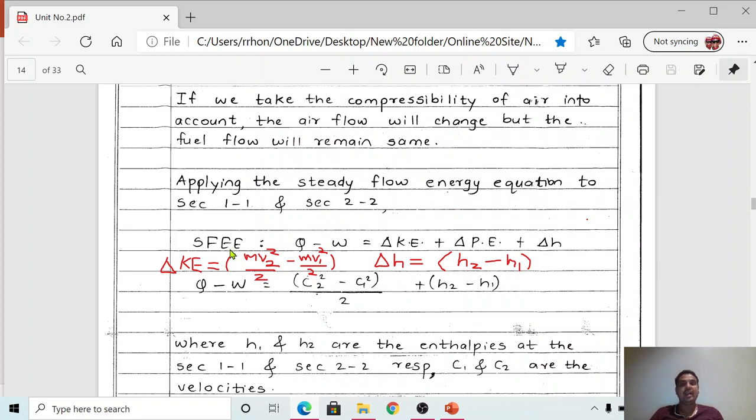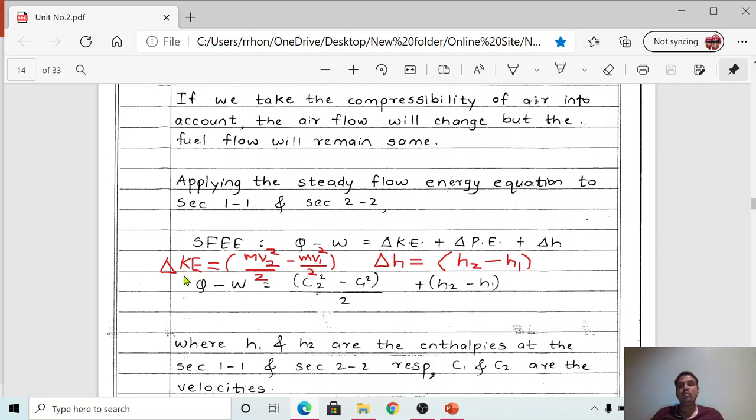So what is the SFEE equation? That is the steady flow energy equation: heat minus work, where Q is heat and W is work, is equal to delta KE plus delta PE plus delta H. Delta KE is the change in kinetic energy, delta PE is the change in potential energy, and delta H is the change in enthalpy. This is the standard steady flow energy equation.